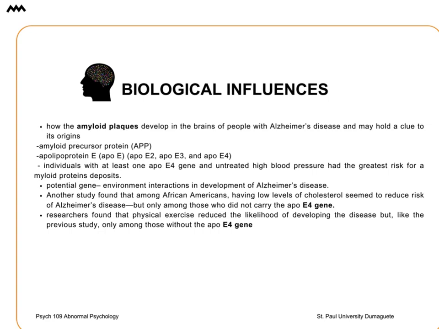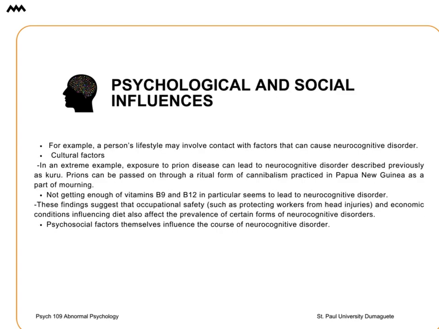We also have another study that found that physical exercise reduced the likelihood of developing the disease, but like the previous study, only among those without the APOE4 gene. So most likely, if you have the E4 gene, then worry a little bit about having Alzheimer's disease in the future. So we have psychological and social influences.